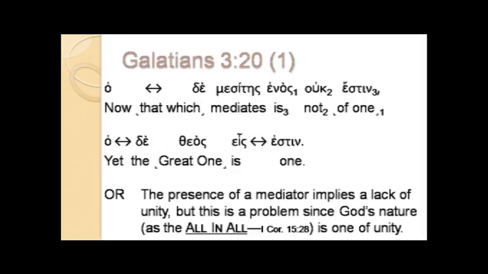And then we have the rest of the clause. And we're looking for the verb of the clause here, and it's found at the end of the clause just like it was in the first case. And it's estin. Estin, we've already seen before, it basically means is. And then we also have heis. Heis means one, but unlike henos, which also means one, heis is not in the genitive form, it's nominative, which means it's basically just one by itself. You don't have to put the of in there. It's not of one, it's just one. So, yet the Great One is one.